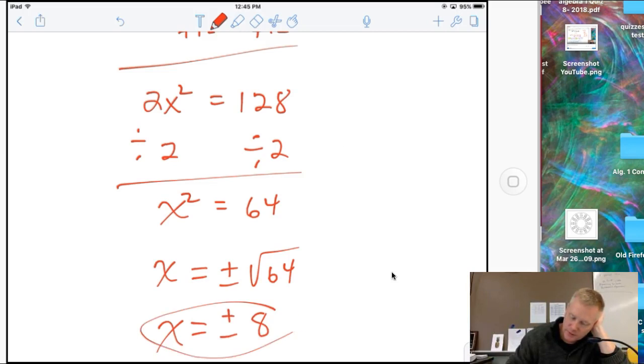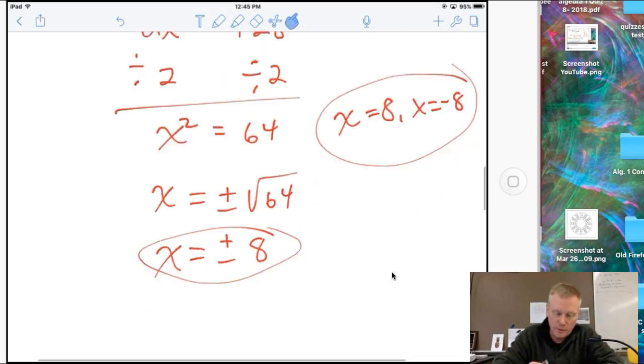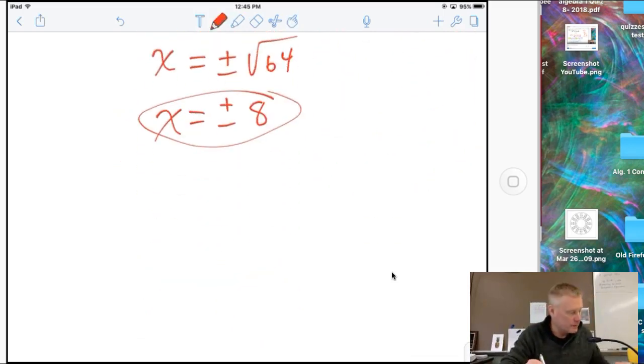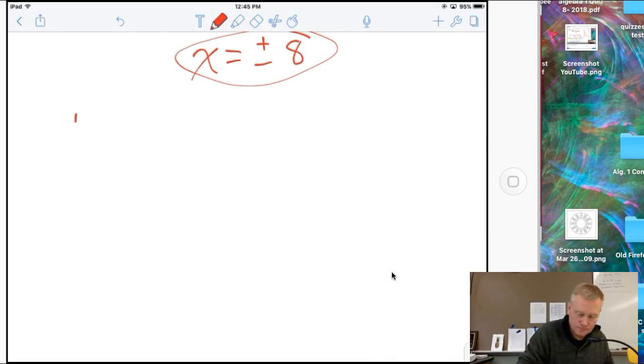So I got two answers, x equals 8 or x equals negative 8. You have to write both answers. One of them's wrong if you don't, okay? At least. Okay. Next one. That was number 3. I'm on number 4.